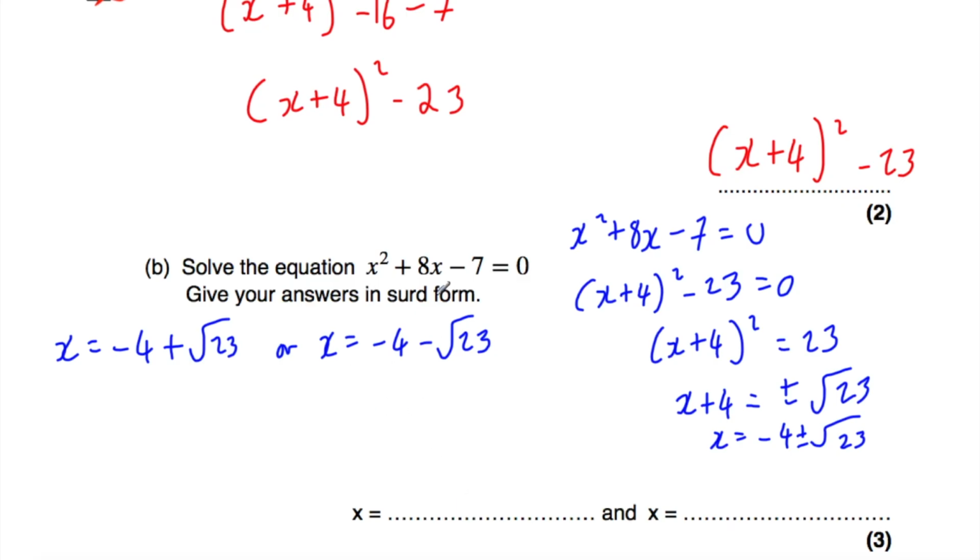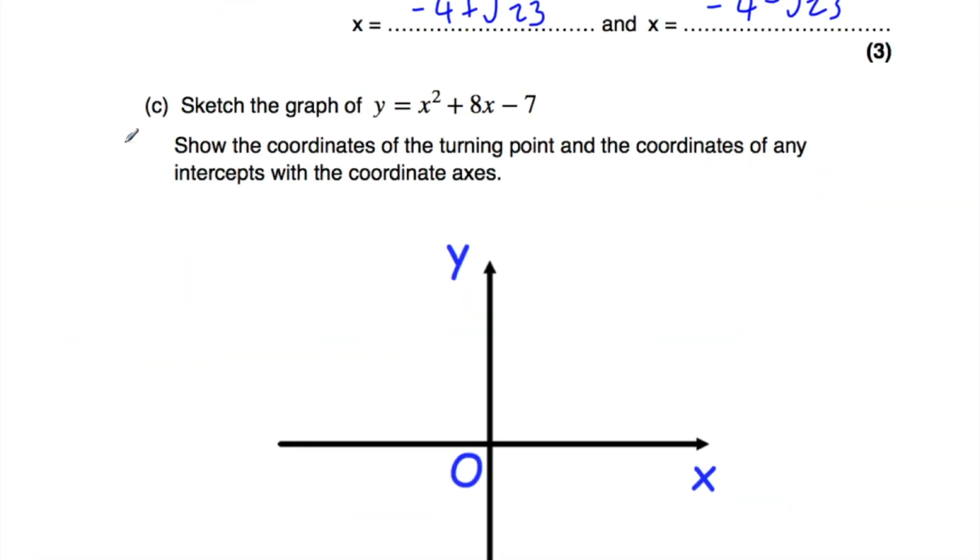So let's say we've been asked to write it in surd form. The root 23 can't be simplified. So we've got minus 4 plus the square root of 23 and minus 4 minus the square root of 23. And that's it. Okay, let's have a look at part C.